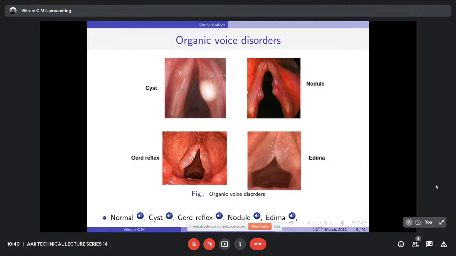GERD reflux means over-acidic reflux from our stomach damages our vocal fold. Then this is an edema, that is some kind of liquid formation on our vocal fold. Whenever we have such vocal folds, our produced speech quality will differ. I will play one sample. Say this is the normal.